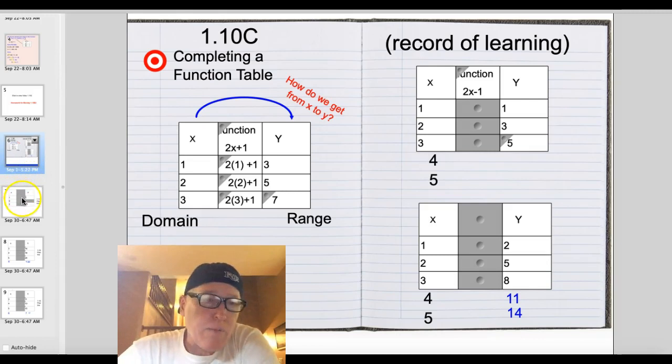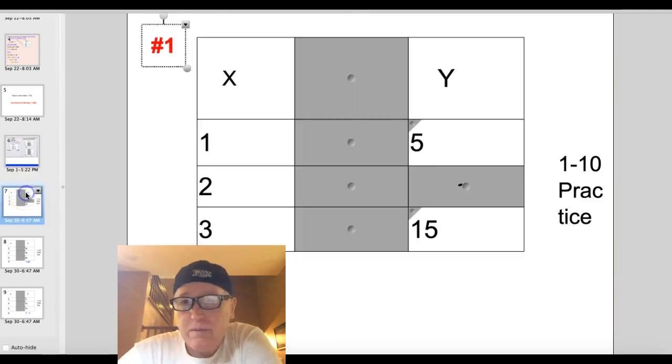Number 1 through 10 on your paper, let's fly through and do 10 quick. Okay, what number goes right here?